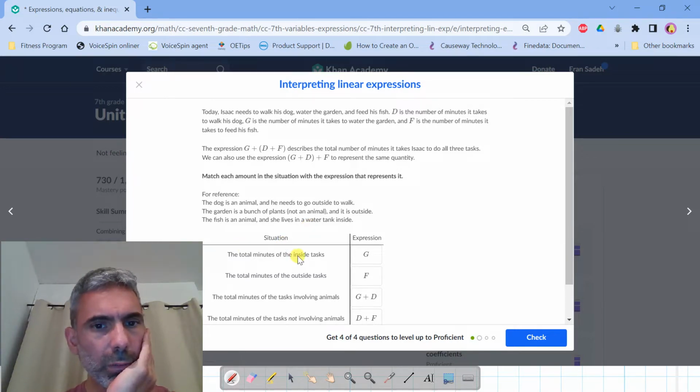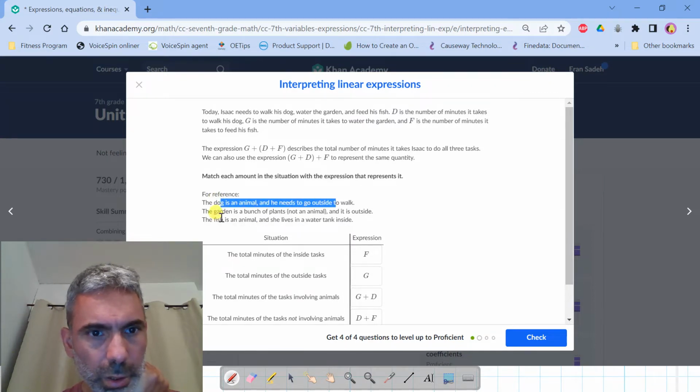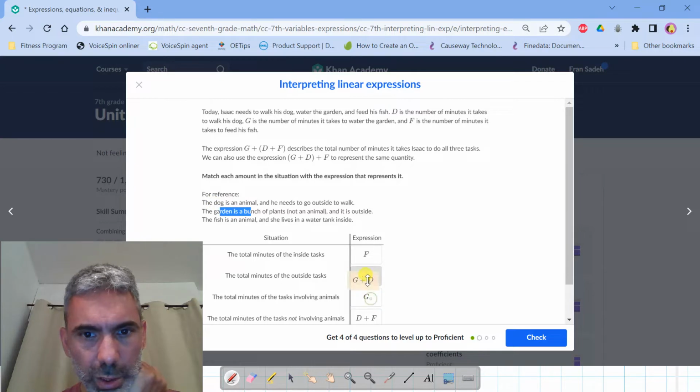Situation: total minutes of the inside tasks. The inside tasks is only the fish. Okay, because the dog is outside and the garden is outside, and the only task that is inside is feeding the fish. So the total minutes of inside tasks is F, which is feeding the fish. Total minutes of the outside tasks. So outside tasks is walking the dog, which is D, and the G. The D and the G represents the total minutes of the outside tasks.